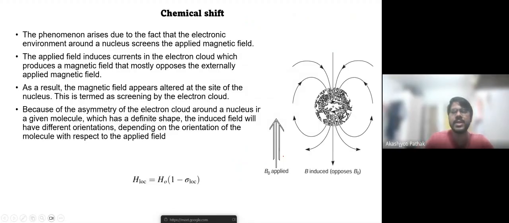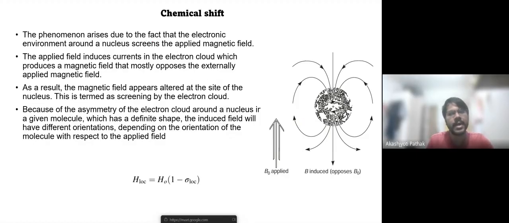Now chemical shift. What is a chemical shift? Just now we saw that these nuclear spins are producing a magnetic moment around themselves, a local magnetic field. Also, these nuclei are surrounded by an electron cloud. So when you apply an external magnetic field, the electron cloud will oppose this magnetic field. That is what is called the chemical shift.